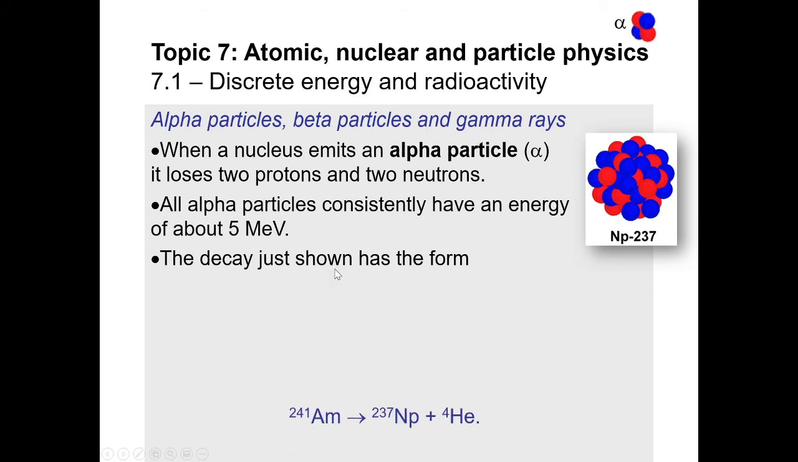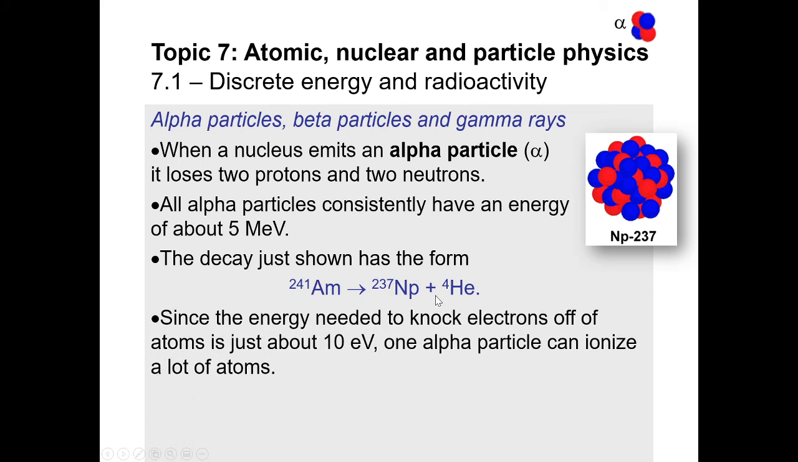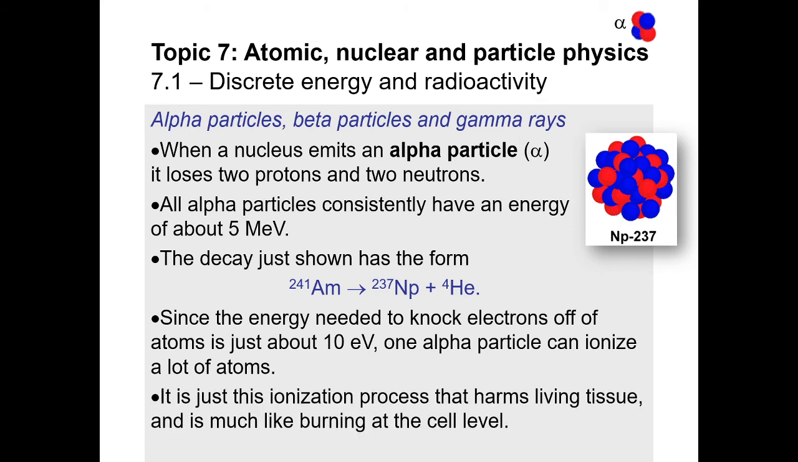So now that you know what an electron volt is, here is the nuclear decay equation. Americium-241 becomes Neptunium-237 plus helium-4. Now, the energy needed to knock electrons off of atoms is about 10 electron volts. And since each alpha particle has an energy of about 5 mega electron volts, you can see why one alpha particle can easily ionize a lot of atoms.